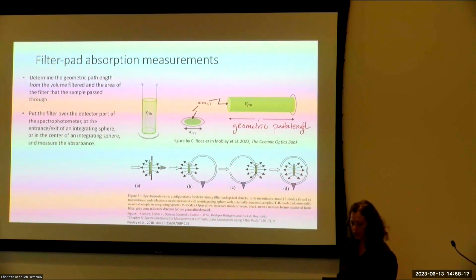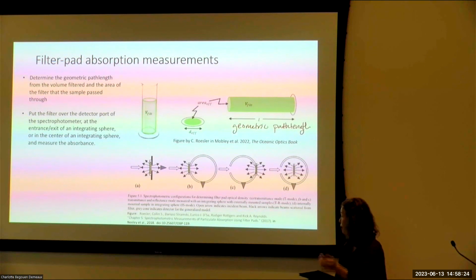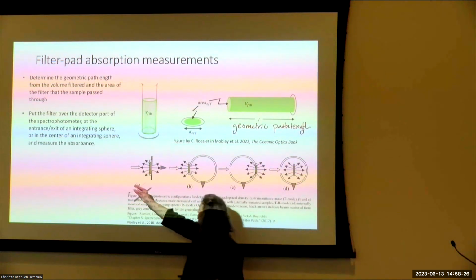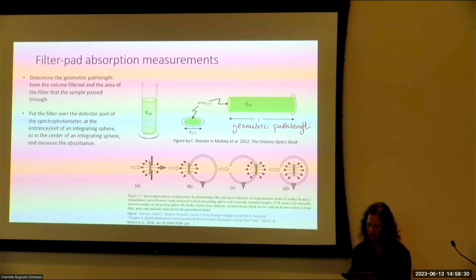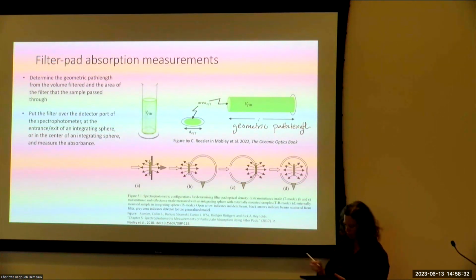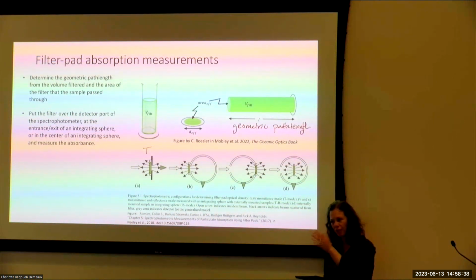You can take that filter and shine light through it and measure the absorbance, so the absorption across the filter. There are a few different ways that it's done. One is just in transmittance mode, which is the one on the left-hand side here. So you shine a light through a glass fiber filter loaded up with particles.